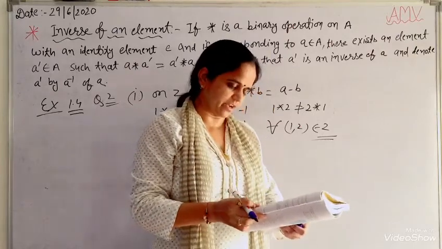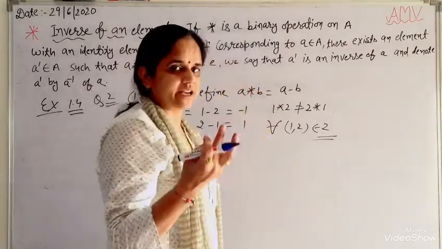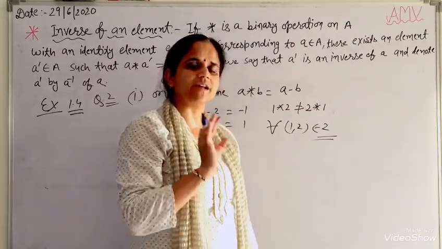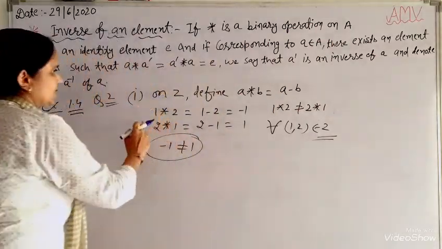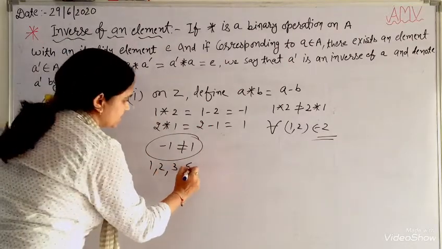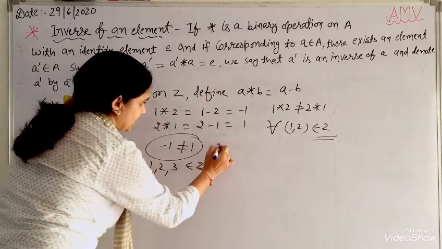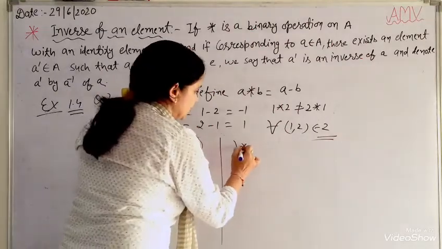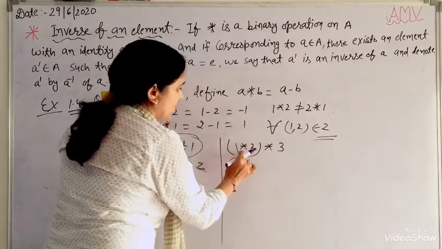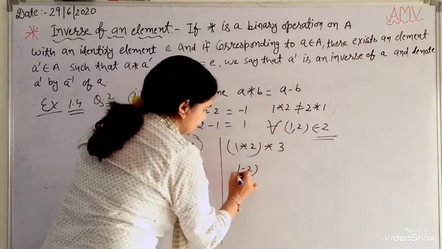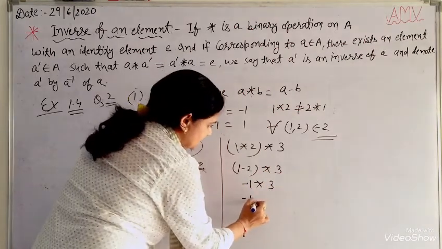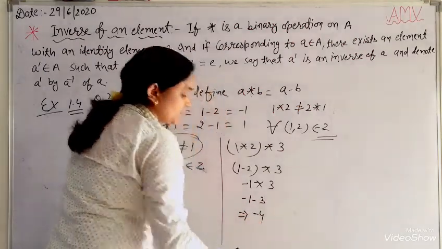Now check for associative. Take 3 elements, students. Given that it is not commutative, to show it is not associative you can write an example only. So for the associative, I am taking 1, 2 and 3, 3 elements belonging to Z. First, 1 star 2 and then star 3. 1 star 2 is 1 minus 2, you will get minus 1 star 3. It is minus 1 minus 3, you will get minus 4.